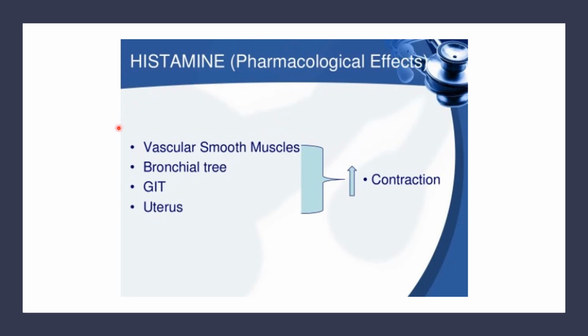For the summary of the pharmacological effects of histamine on the vascular smooth muscles, as well as the extravascular smooth muscles, these are the effects of the histamine, particularly on the large blood vessels. It will induce constriction of the large blood vessels. We also have the smooth muscles that are present in the bronchi, the GIT as well as in the uterus, so generally there is contraction.